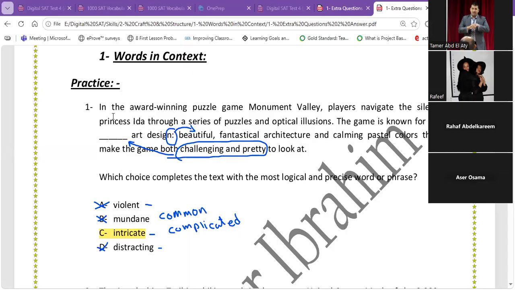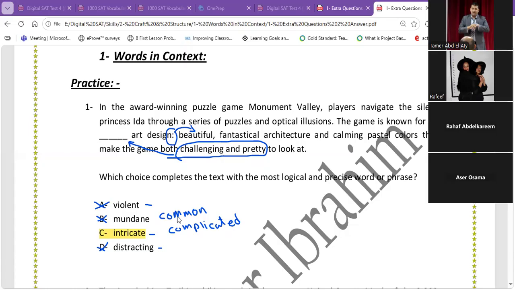So, let's find. In the award-winning puzzle game, Monument Valley, players navigate the silent princess through a series of puzzles, an optical illusion. The game is known for its art design, and there is a colon. So what comes after the colon? Explanation or examples. Beautiful, okay, positive. Fantastical architecture, positive. And calming pastel colors that make the game both challenging and pretty. So actually all of them are positive, and we don't have positive here.